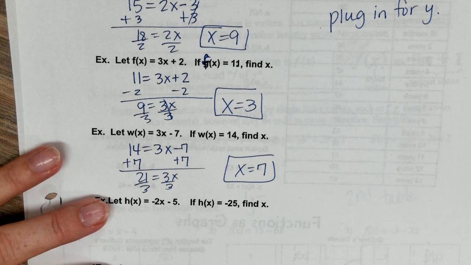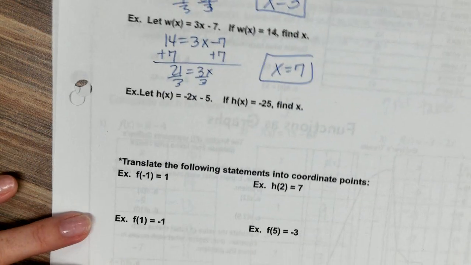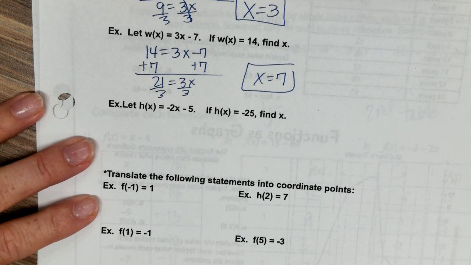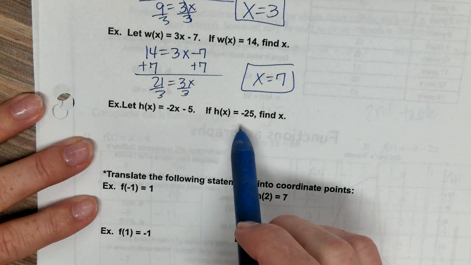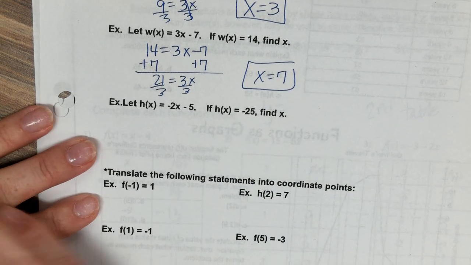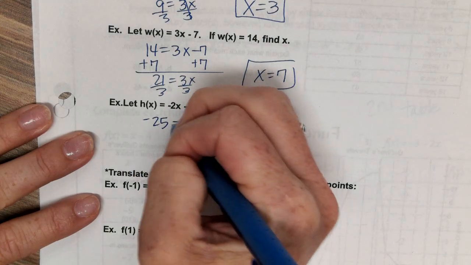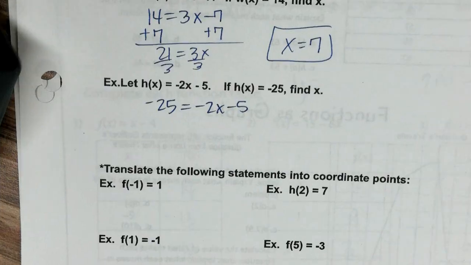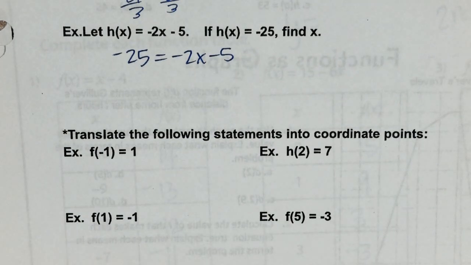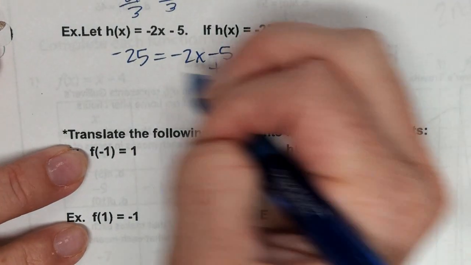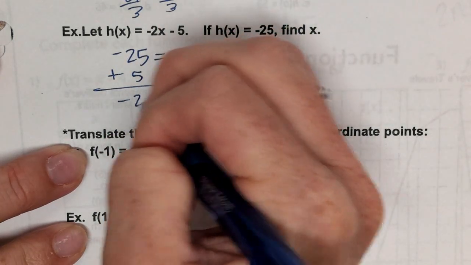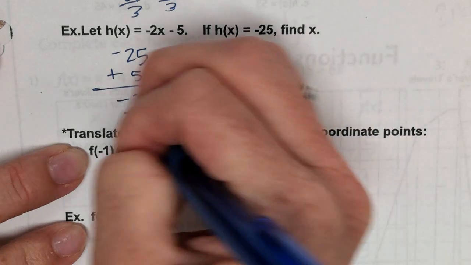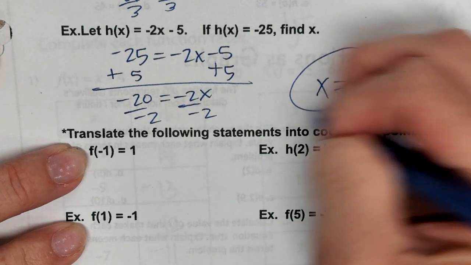Did y'all get x equals 7? Okay, and then this last one. If h of x equals negative 2x minus 5, if h of x is negative 25, find x. So I'm plugging in for the function. So I would plus 5 on both sides. So I have negative 20 equals negative 2x. I would divide by negative 2 and get x equals 10.